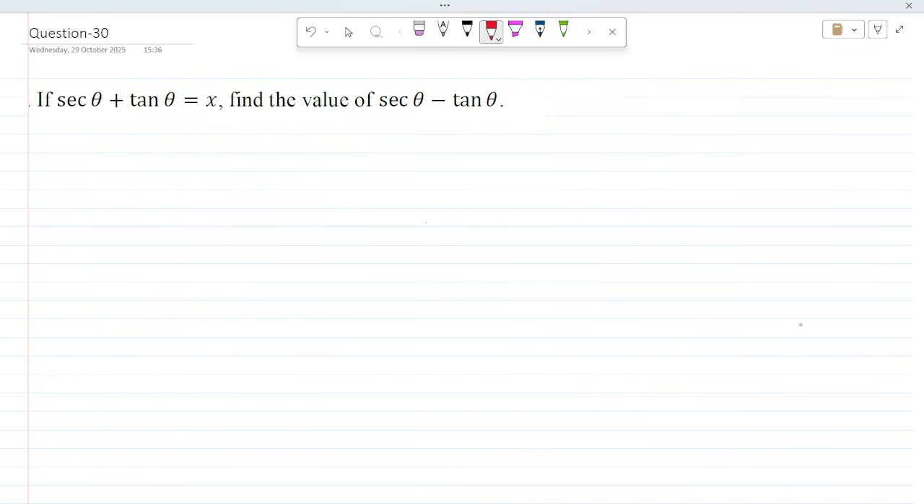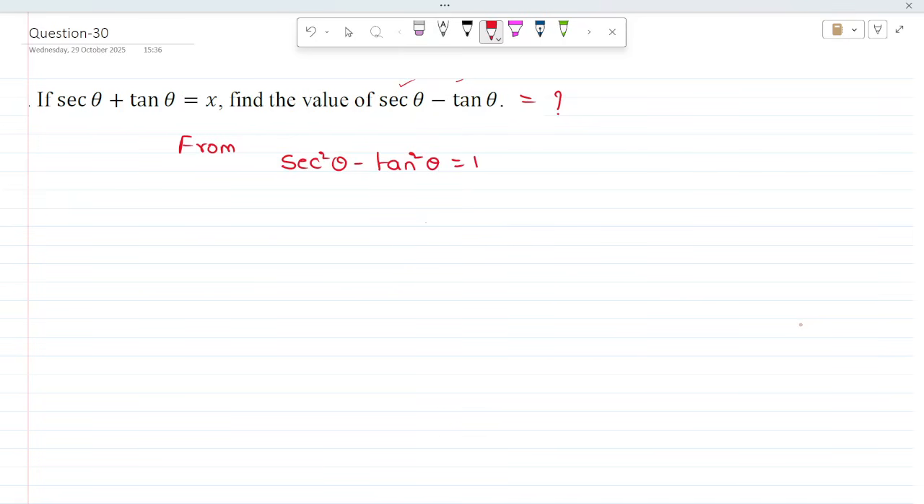Secant theta plus tan theta is equal to x. Then secant theta minus tan theta will be how much? Okay, I am thinking of identity 2, because he talked about secant and tan, right? What is identity 2? From identity 2, you just write, no need to mention identity 2, from secant square theta minus tan square theta is equal to 1.